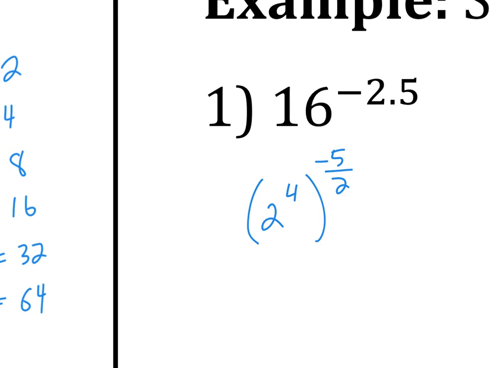What do we do to power to a power? Multiply them. So 4 times negative 5 over 2, that is the power part, which is something you can cancel, right? 2 to the negative 10. Yes? What do we do with negative exponents? Flip. 1 over 2 to the 10th. Now you got to use your calculator to figure out what 2 to the 10th is.